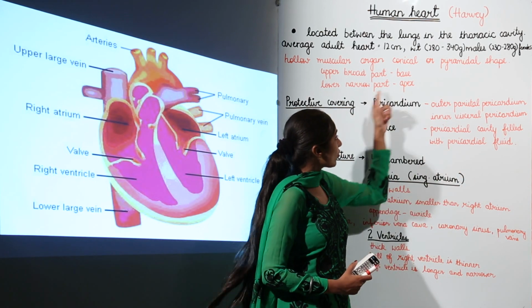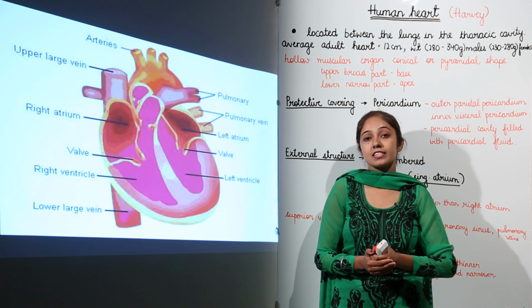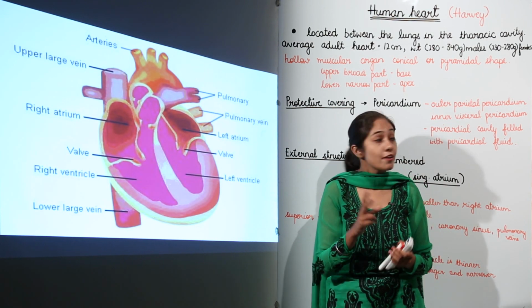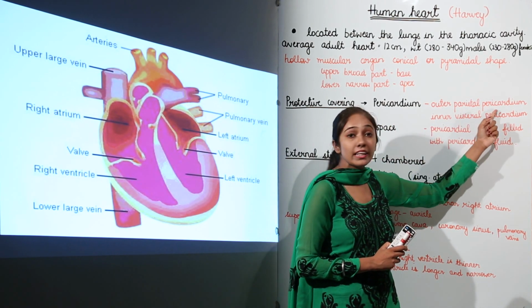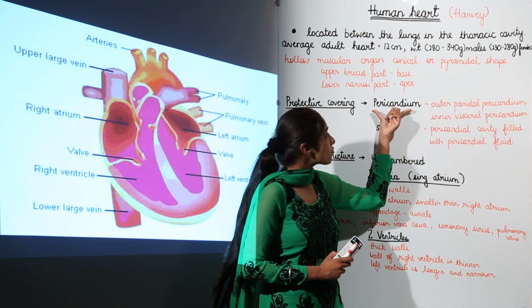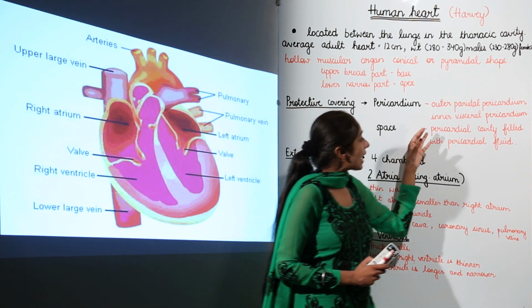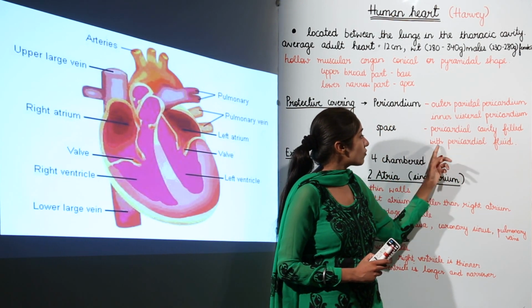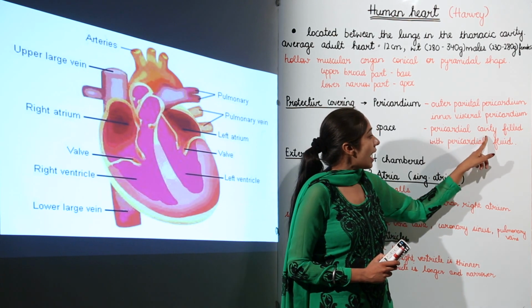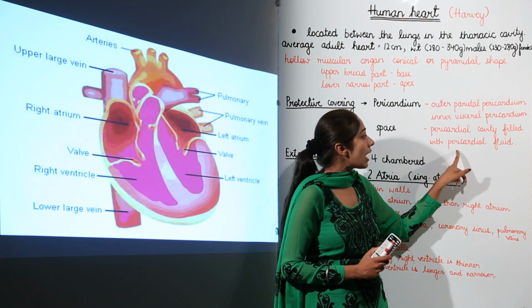So as a whole, what you have learned is that the outer covering of the heart is composed of two layers: the outer parietal pericardium and the inner visceral pericardium. The pericardium is the protective covering of the heart. And the space between these two is the pericardial cavity, which is filled with pericardial fluid.